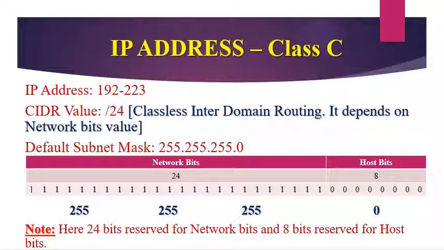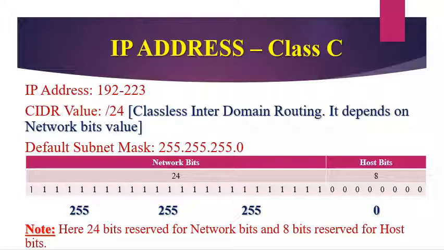So what is the format of class C? The class C format has two parts, network bits as well as host bits. Out of 32 bits, the first 24 bits from right to left are allocated for network bits, and the remaining 8 bits are allocated for host bits. So the network bit value is 24, so obviously the CIDR value is also 24.